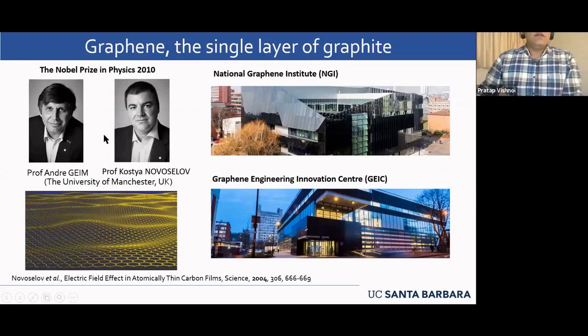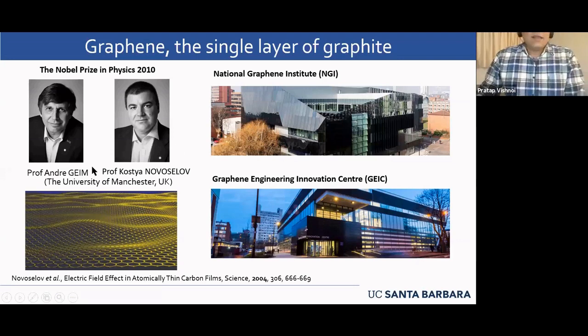Anyway, 2004, by two professors at the University of Manchester, United Kingdom, Professor Andre Geim and Kostya Novoselov. They did it the first time in 2004, and because graphene is a wonderful material, many things came out in a short period of time, say 5 to 6 years, and in 2010 they were recognized with the Nobel Prize in Physics for making graphene.